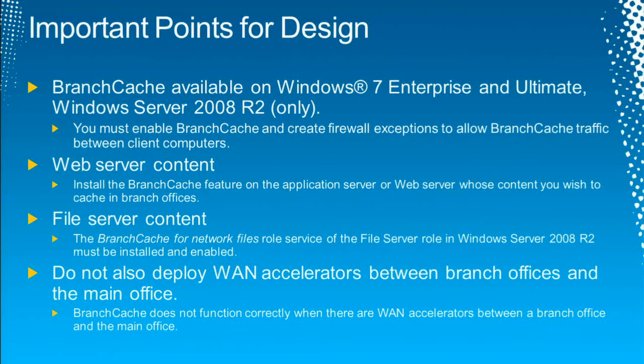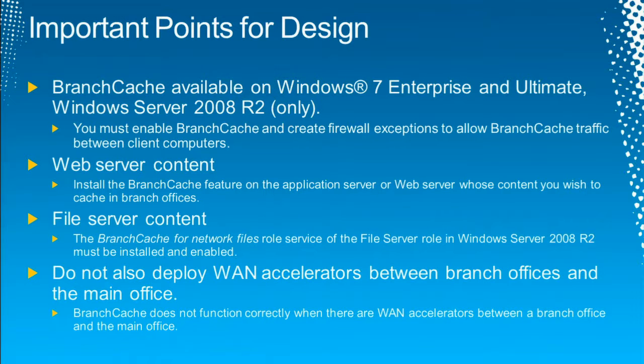For web server content, there is a branch cache feature on your application. So this is where it gets a little weird. There's a branch cache feature on your application server that you install to the web server. If this is a file server, you install the branch cache for network files role service that is attached to the file server role. So I'm passing files around. I've got to enable this additional role service in order to make this happen.